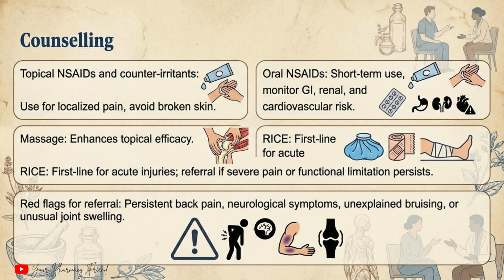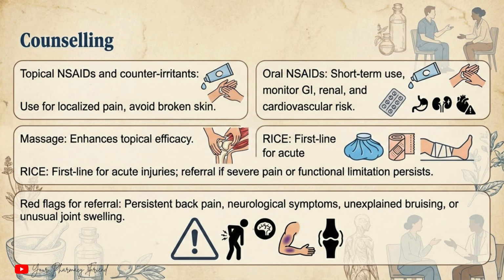Topical NSAIDs and counter-irritants are effective for localized pain. Advise patients to avoid applying these products on broken or irritated skin to prevent further irritation or systemic absorption. Oral NSAIDs should be used short-term at the lowest effective dose. Monitor for potential gastrointestinal, renal, and cardiovascular adverse effects, especially in patients with comorbidities. Massage enhances the efficacy of topical preparations by improving local blood flow and absorption, and can also provide symptomatic relief.